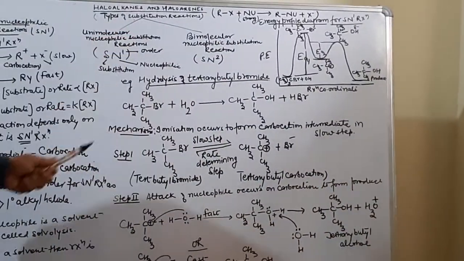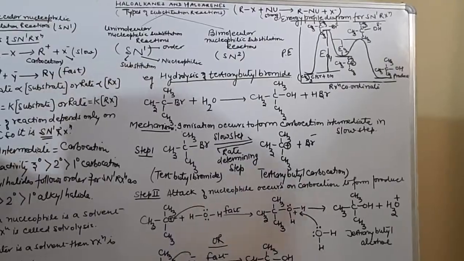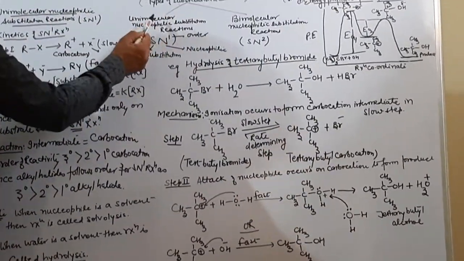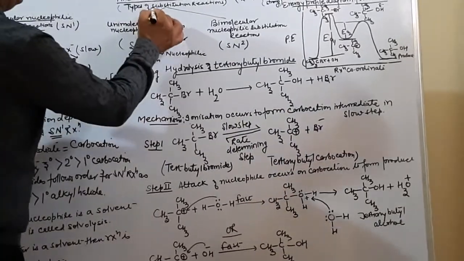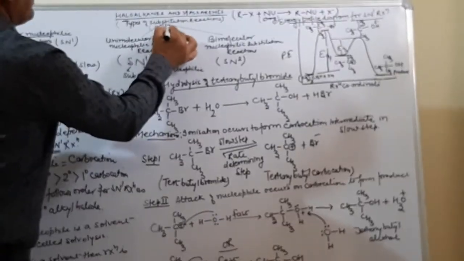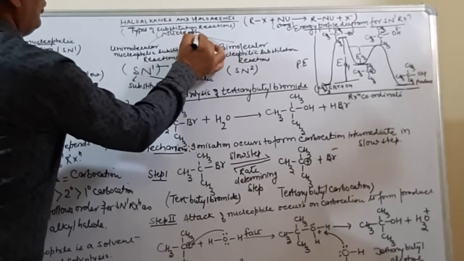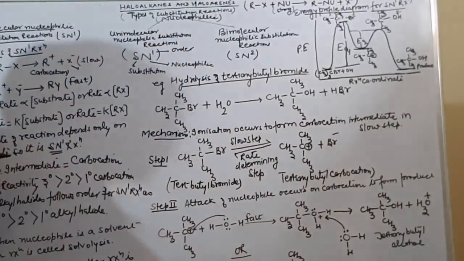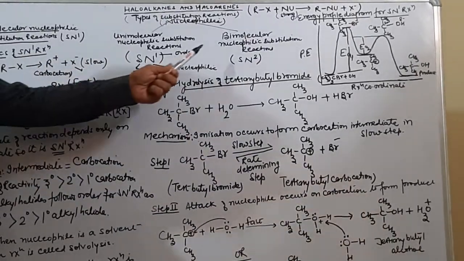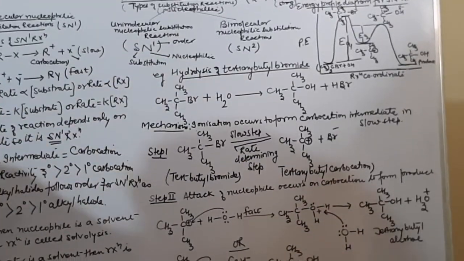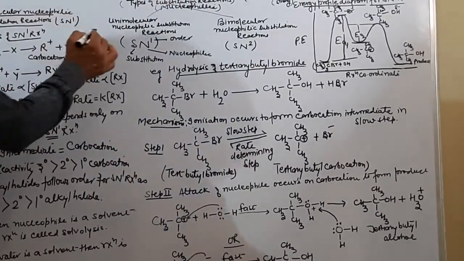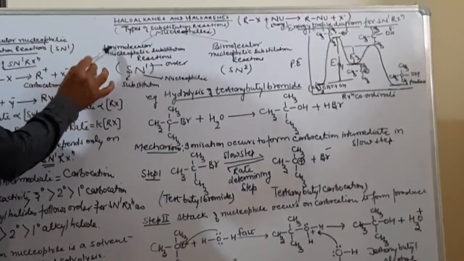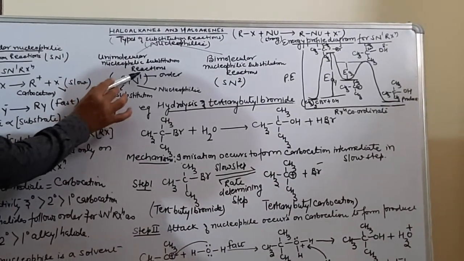But if you go for the classification as per our syllabus, nucleophilic substitution reactions will be types of substitution reactions. These nucleophilic substitution reactions can either be unimolecular nucleophilic substitution reactions or bimolecular nucleophilic substitution reactions. First of all, we will be discussing unimolecular nucleophilic substitution reaction. This is written as SN1.